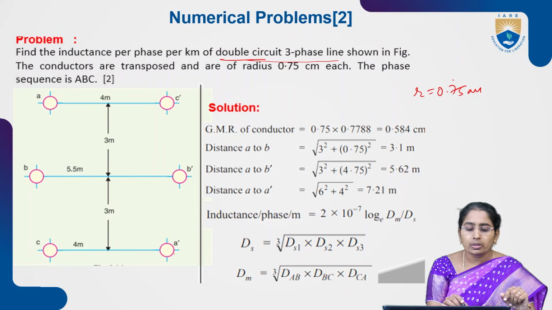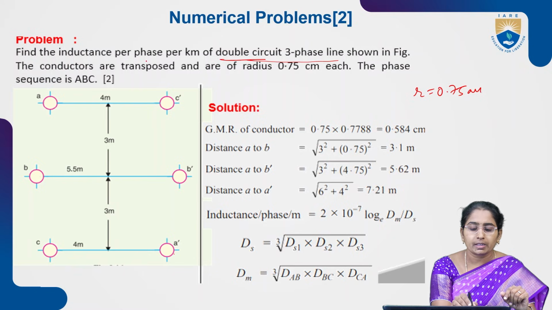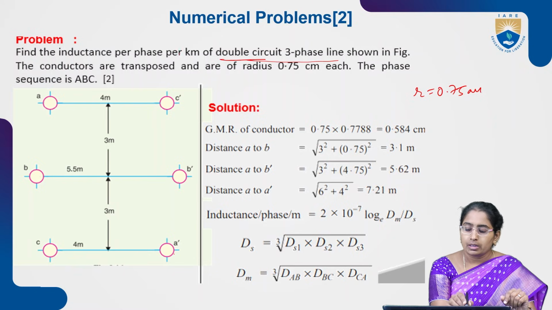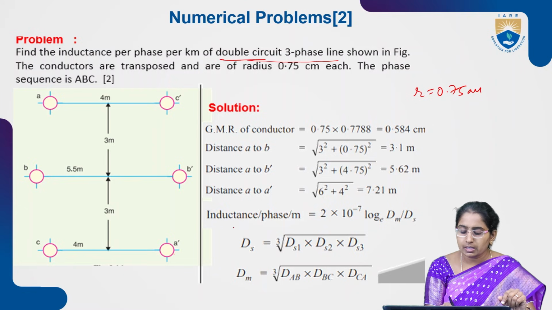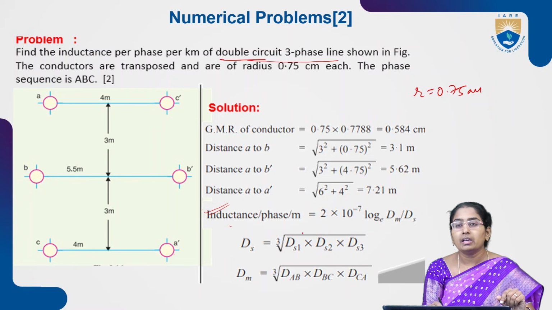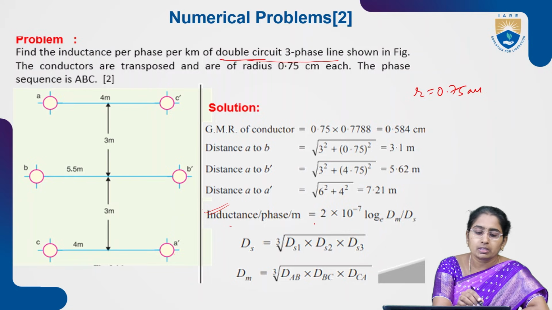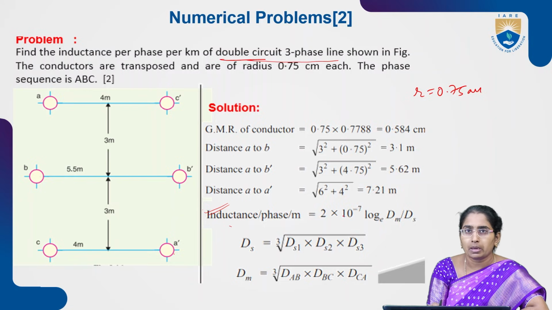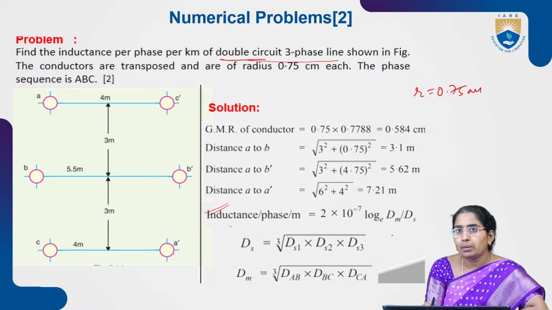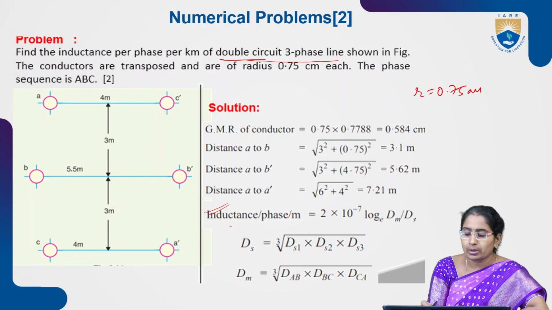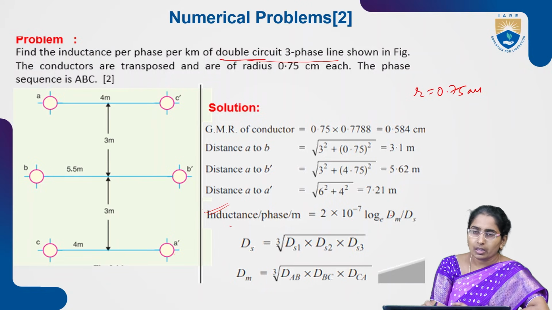So now, how to calculate the inductance? Find the inductance per phase per kilometer. What is the inductance expression for a double circuit line? Since they ask for inductance per phase, it is 2 into 10 power minus 7 log Dm by Ds. What is Dm? Mutual GMD. What is Ds? Self GMD. That is our inductance expression for the double circuit line.